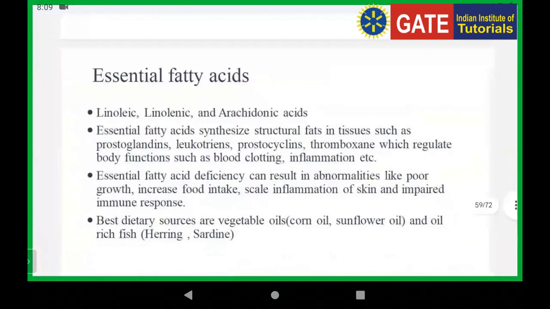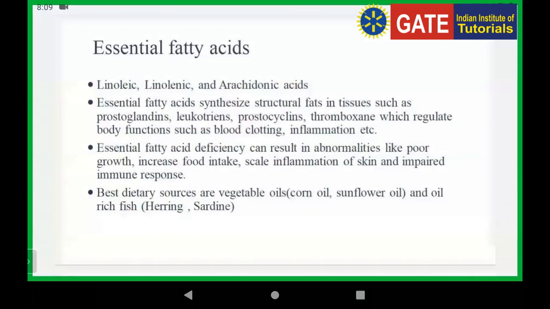Next, essential and non-essential fatty acids. Essential fatty acids means our body cannot synthesize these fatty acids. These are consumed through the diet. Through food, we consume these essential fatty acids. Examples: linoleic acid, linolenic acid, and arachidonic acid. Mark this. These essential fatty acids are important for blood clotting function and inflammations, because all these are responsible for the synthesis of prostaglandins, leukotrienes, thromboxanes, etc. They are responsible for proper growth and development of the body.